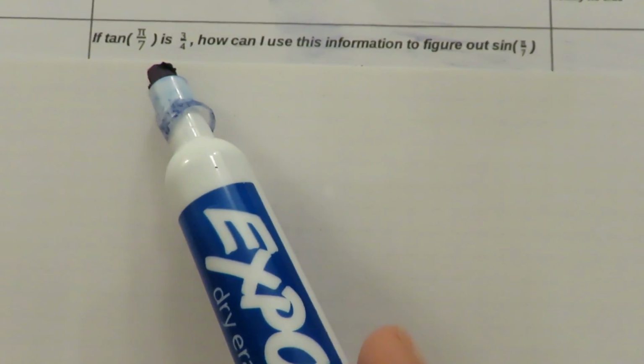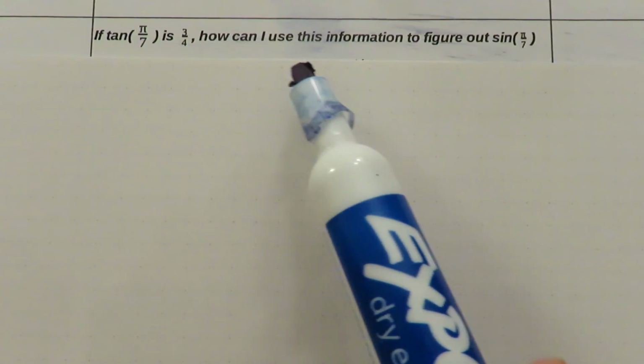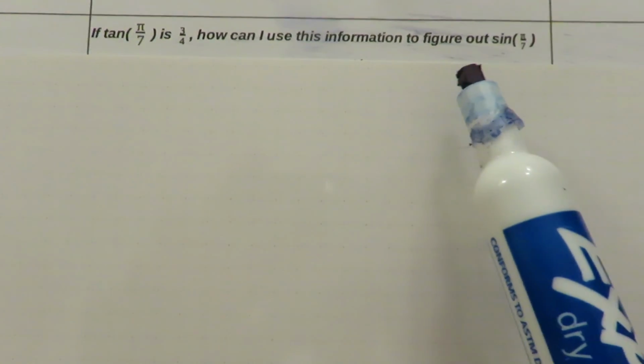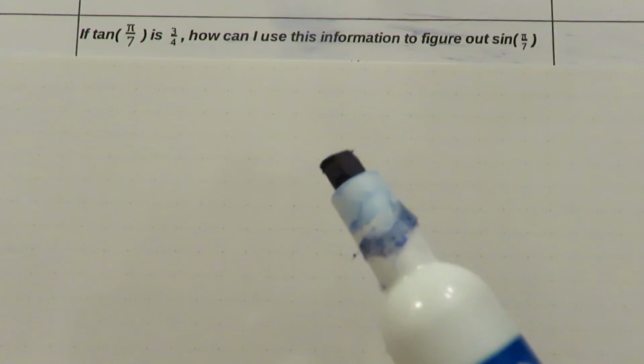Okay, so this question says if tan of pi over 7 is 3 over 4, how can I use this information to figure out what sine of pi over 7 is? So basically with this question, it's seeing the connection between sine and tan.